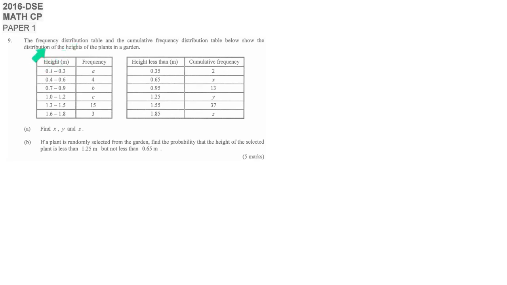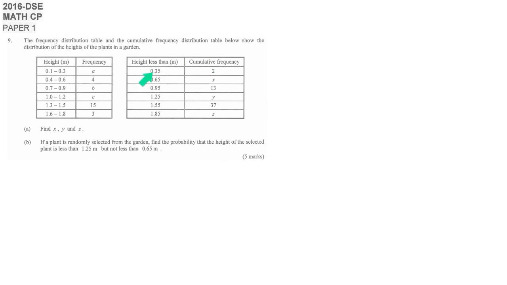In this question, they give you a frequency distribution table. That means for this group, we have 8 times appear. For this group, we have 4 times appear, something like that. And then another table is another item, the cumulative frequency. That not only counts one group, but includes all the previous groups.